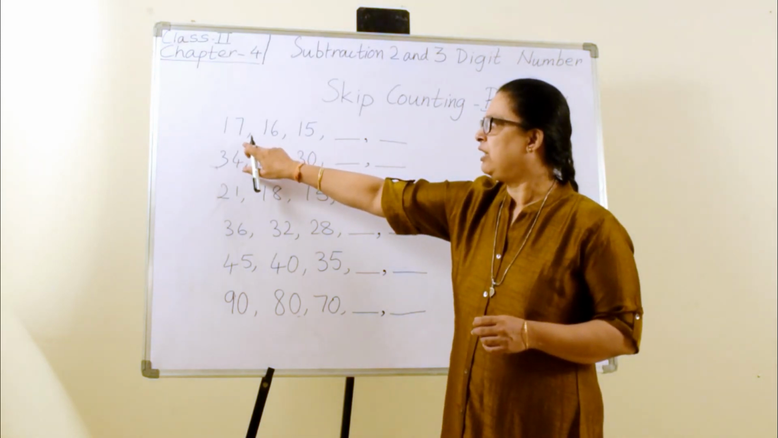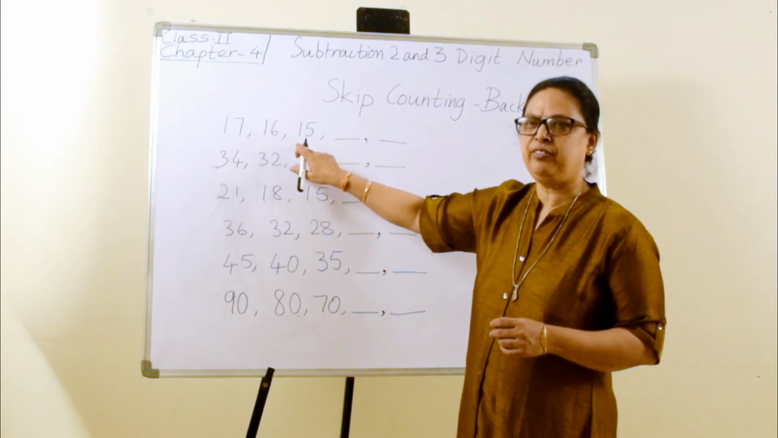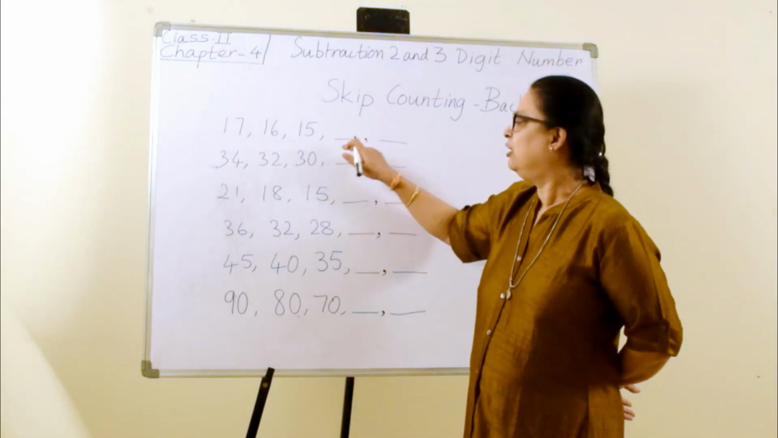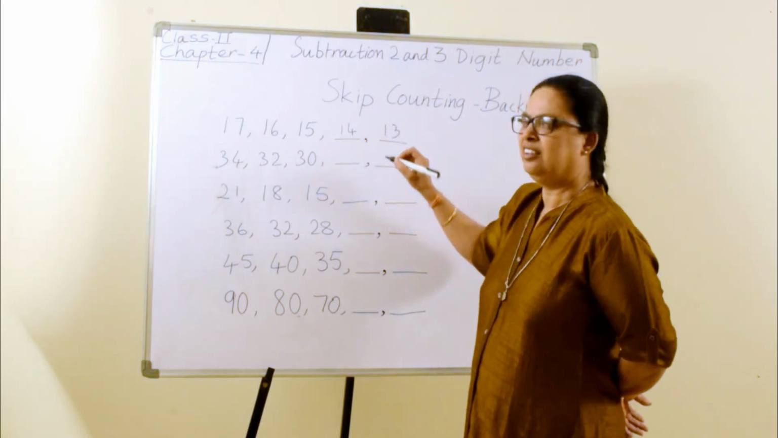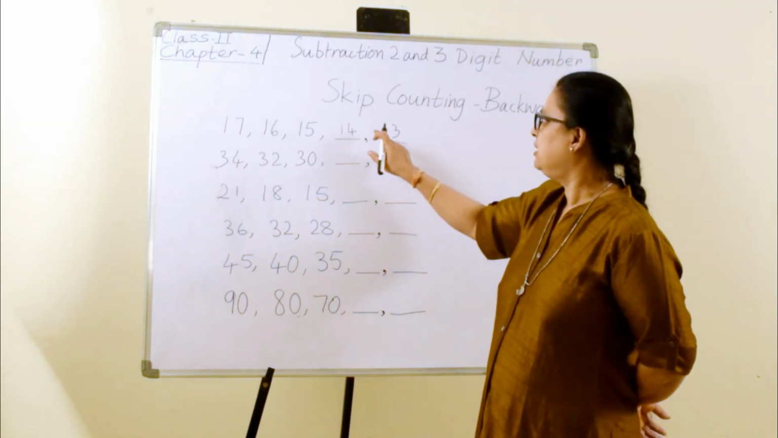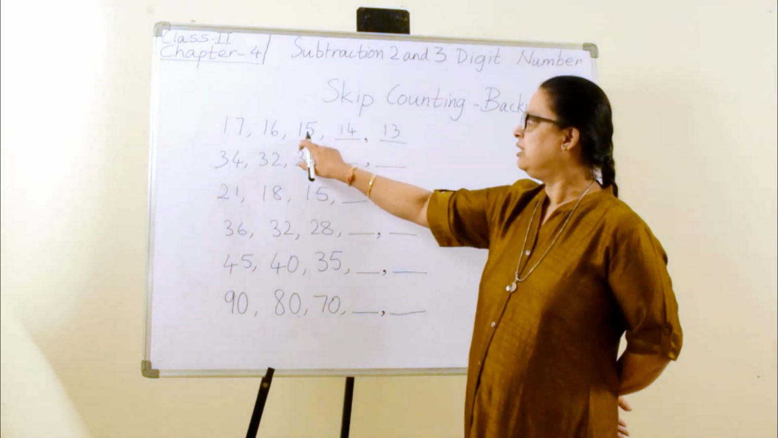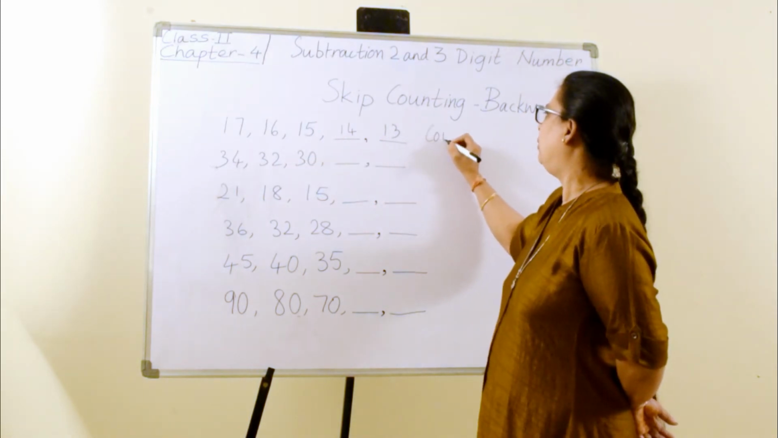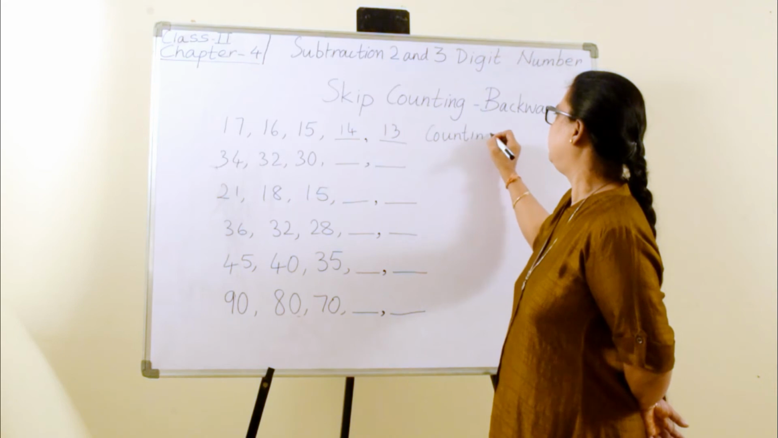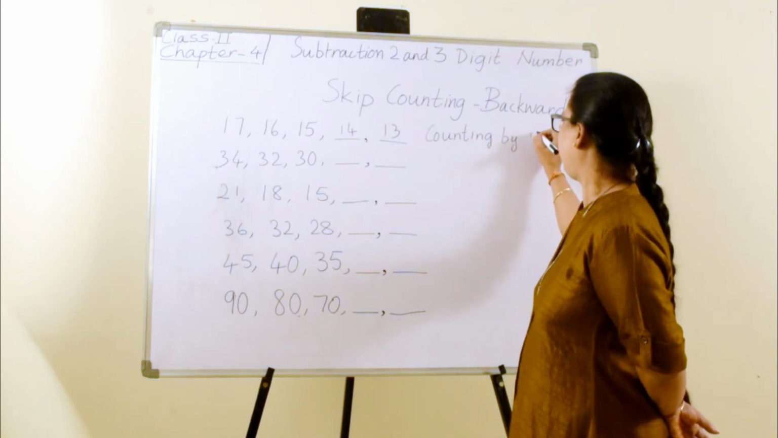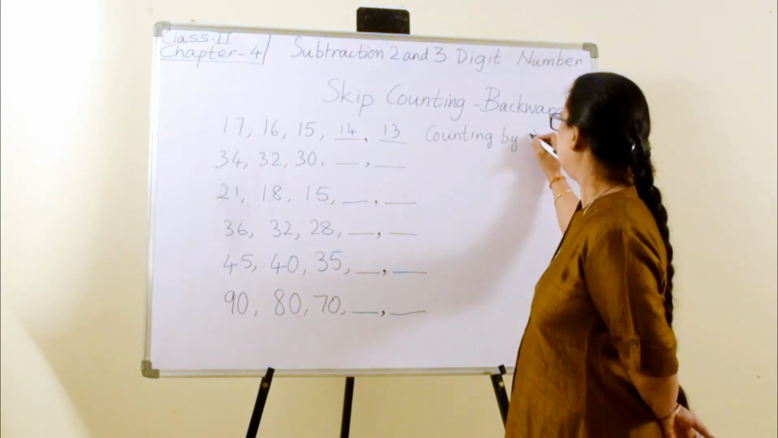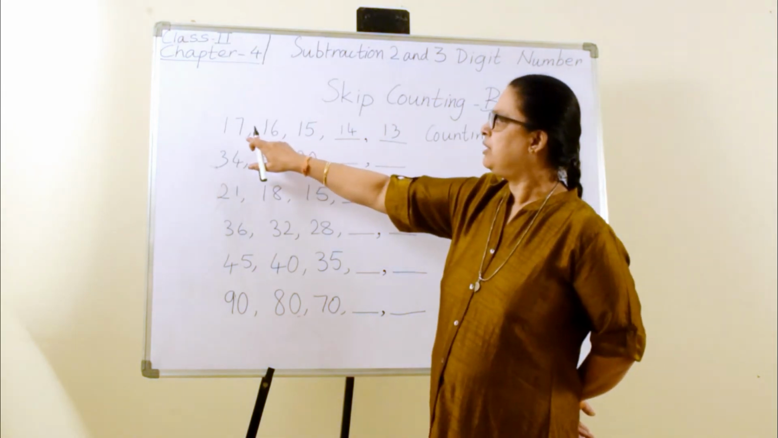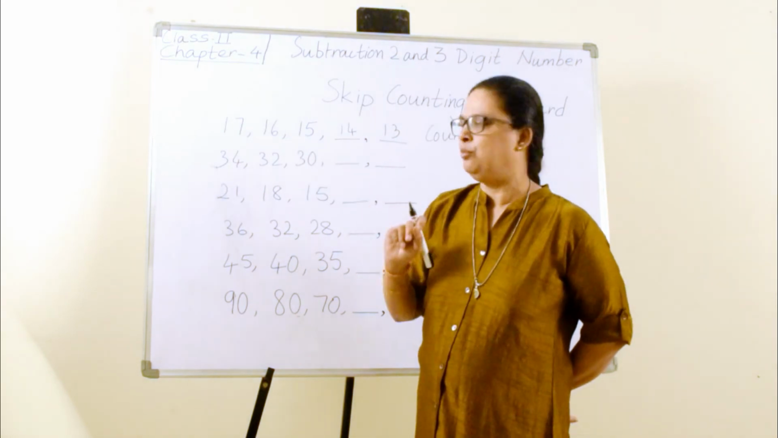Now look at this pattern here, 17, 16, 15. What will the next number be? 14. Very good. And the next one? 13. Right? You understood. So what is this backward skip counting over here? This is counting by ones. If you see the difference in both the numbers, you will get only 1.